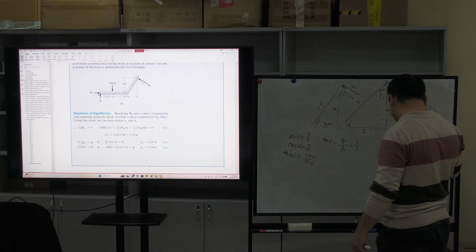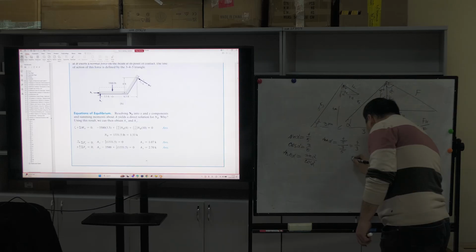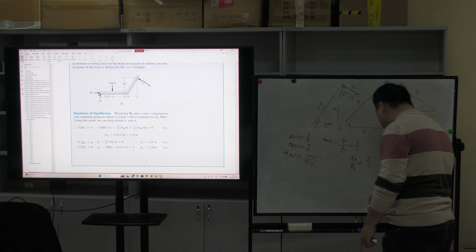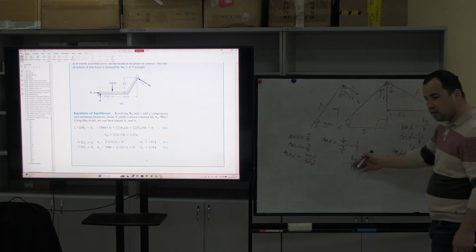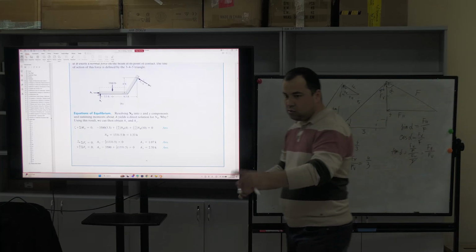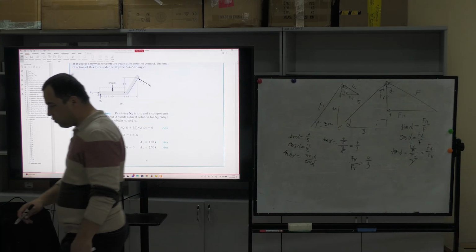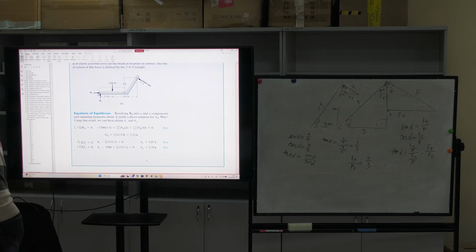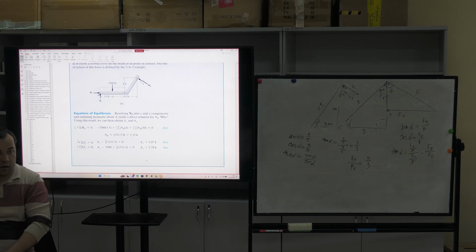So from this I can identify FH divided by FV is equal to 4 over 3. Okay? So if you have this ratio, you can put it into another equation and you can identify everything. Is it clear now? Okay, good. I'm talking too much.